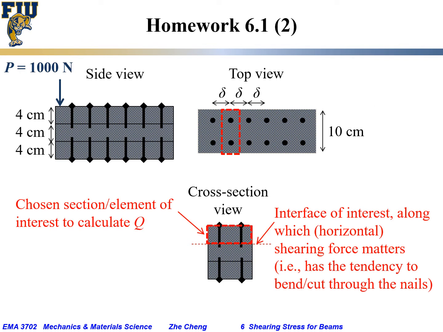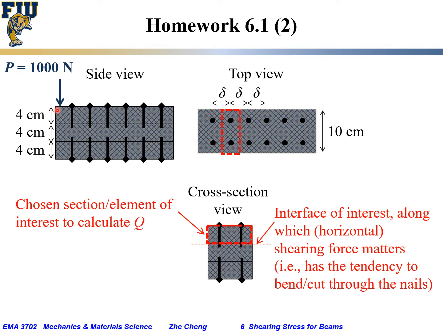So to do this problem, I draw the schematics again here. The left one is the side view, 3 boards, each of them 4 centimeters thick. If you look from the top, it will be just one board, with 3 of them stacked up together, and there will be 2 parallel rows of nails. The distance between neighboring nails, we call it delta, here or here.